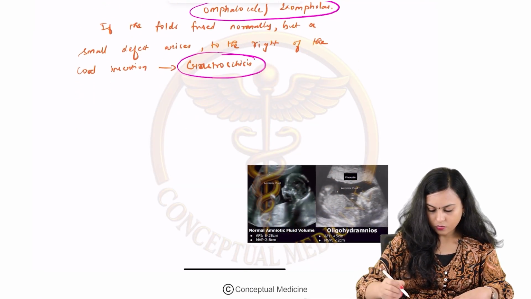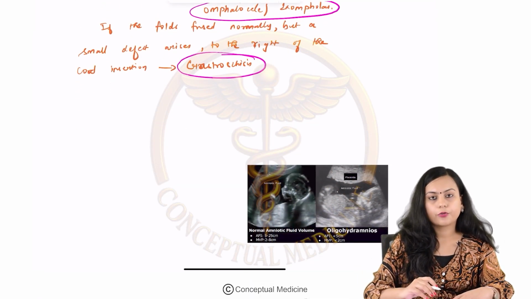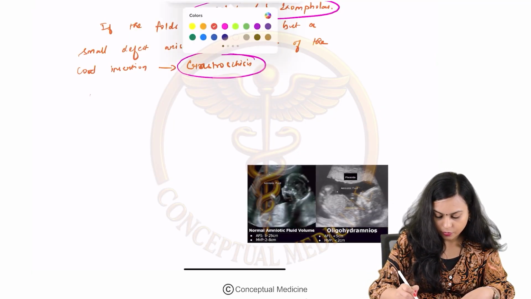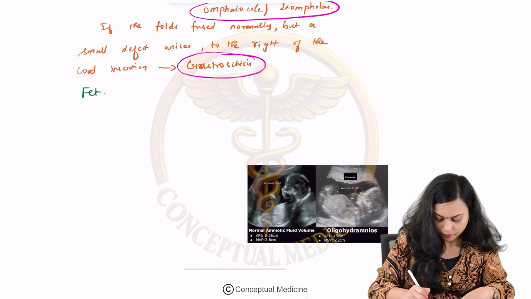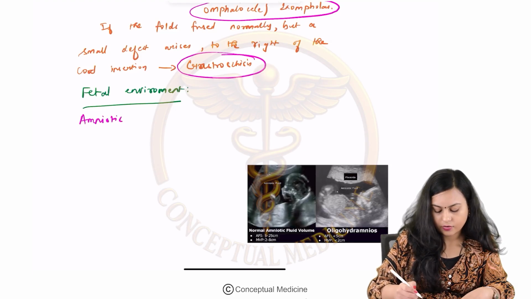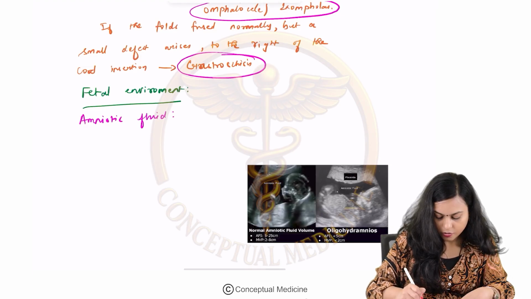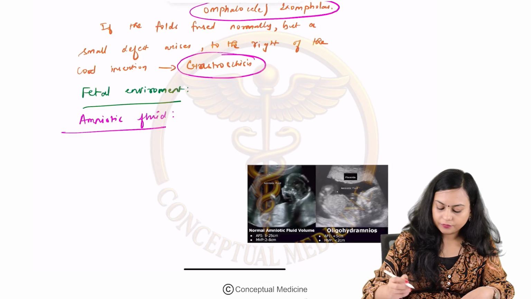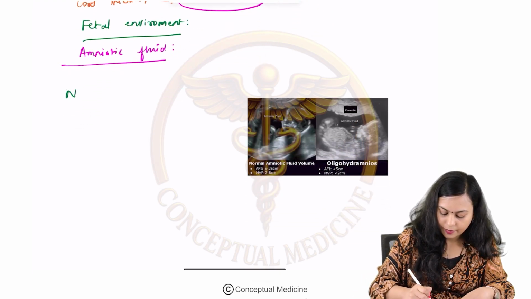Now not only this, we are going to study the fetal environment also, right? So in the fetal environment, we are going to study the amniotic fluid. Remember, amniotic fluid measurement cannot be done in the first trimester. We know amniotic fluid is the fluid surrounding the fetus, and we need the normal range of amniotic fluid, and what is the range in oligohydramnios and what is the range in polyhydramnios.